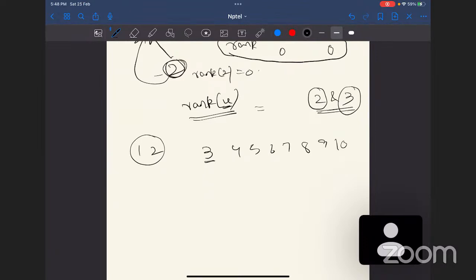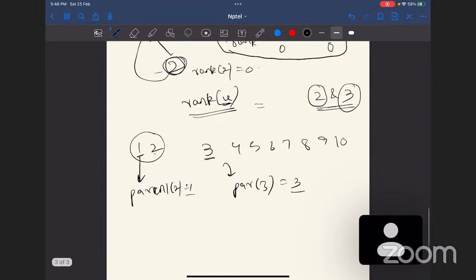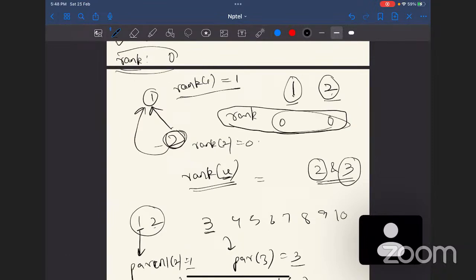So we found out the parent of 2 as 1 and the parent of 3 as 3. Both these parents are different, so we know that these points belong to different sets. So we need to perform a union operation. Now parent of 2 is 1. So what is the rank of 1? It is 1. And what is the rank of 3? It is 0.